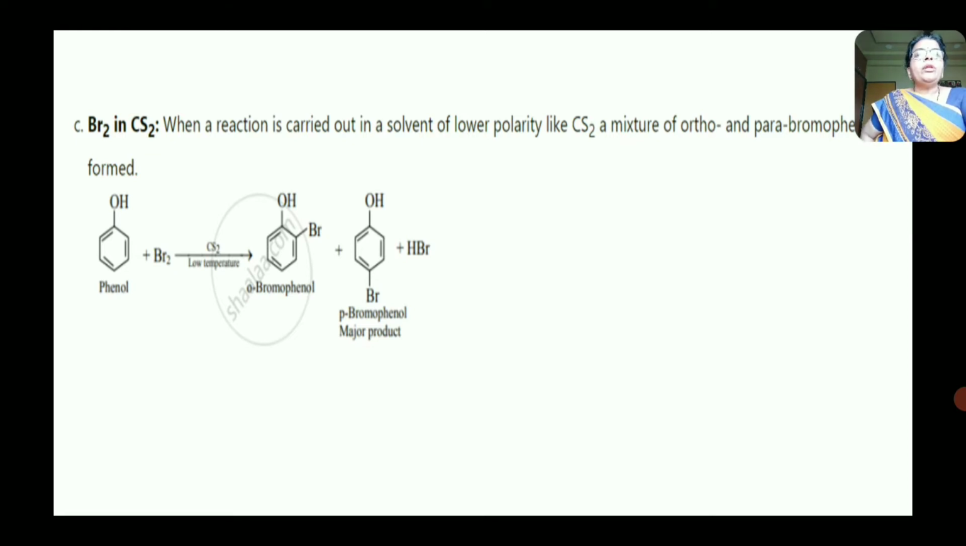When phenol reacts with Br2 in presence of carbon disulfide at low temperature, then hydrogen atom from ortho position of phenol is replaced by bromine to form orthobromophenol, and then hydrogen atom from para position of phenol is replaced by bromine to give parabromophenol. Now here parabromophenol is obtained as a major product, while orthobromophenol is a minor product.